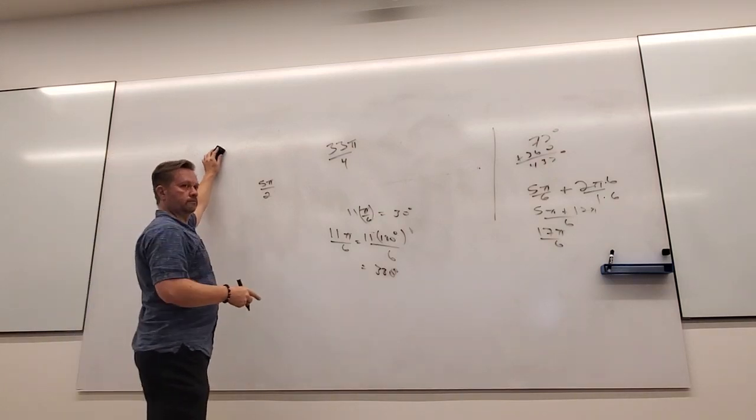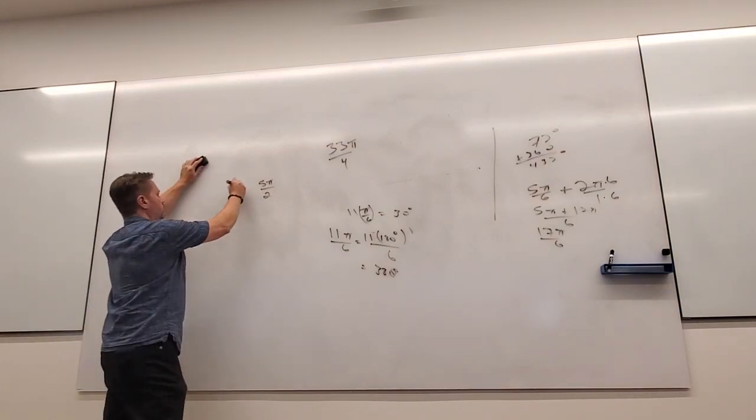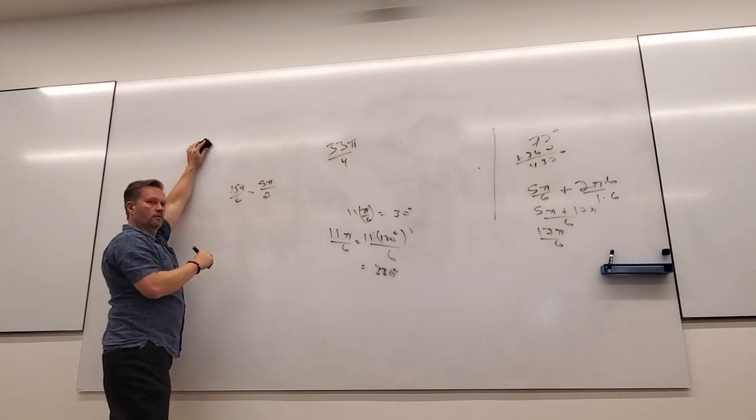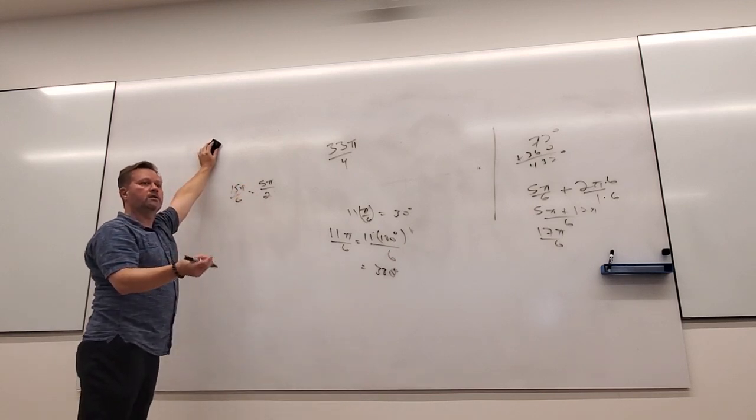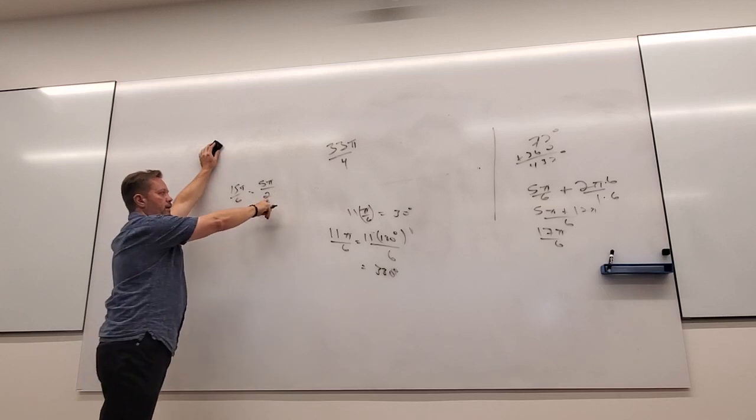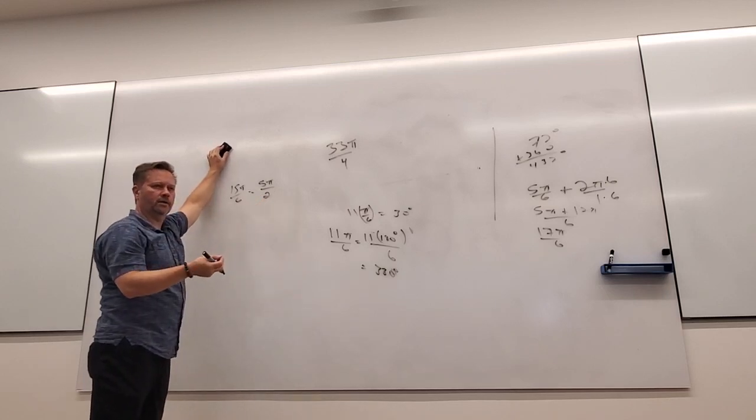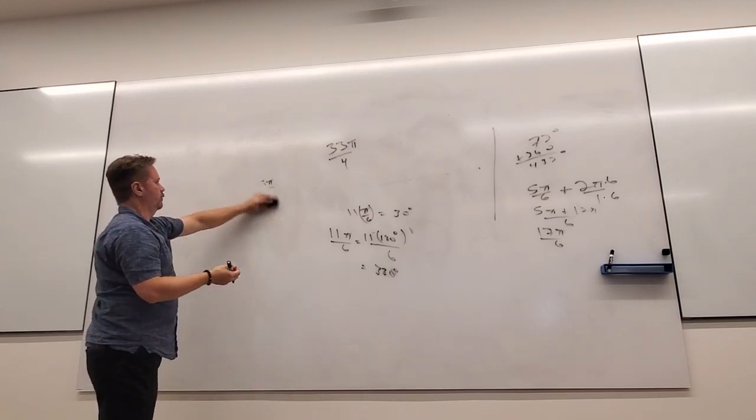So you had 15 pi over 6 equals. So you just reduce that, right? Reduce, yeah, exactly. If it's reduced, I can kind of know ahead of time what kind of reference angle I'm going to have.